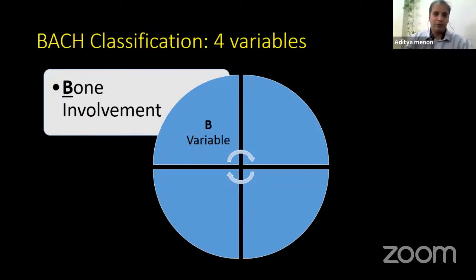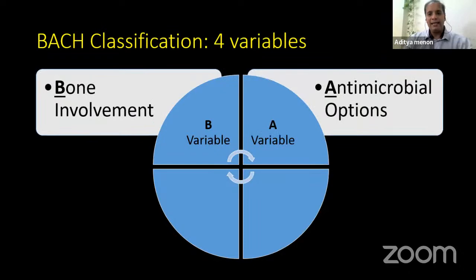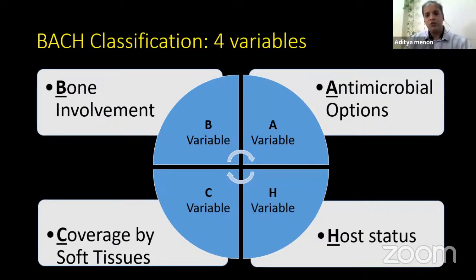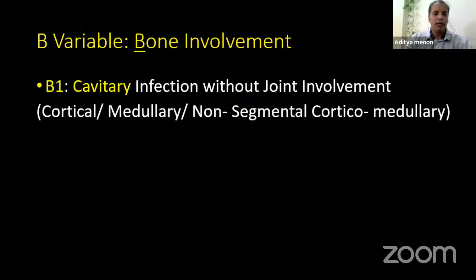So BACH is basically an acronym. B for bone, that's the first variable. A is for antimicrobial options, which is not included in the Cierny-Mader classification. C is coverage of soft tissue, which again becomes clinically extremely relevant, again not included in the Cierny-Mader classification. And H is the host status. So out of BACH, B and H were part of Cierny-Mader, and these authors have added the antimicrobial and the soft tissue coverage options. Now let's look at each of these variables.